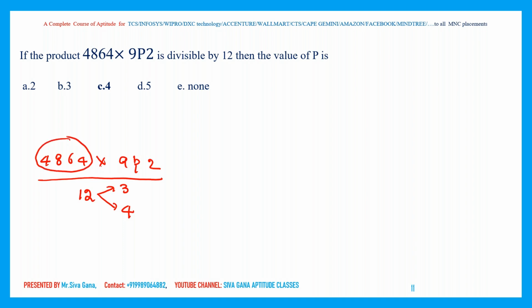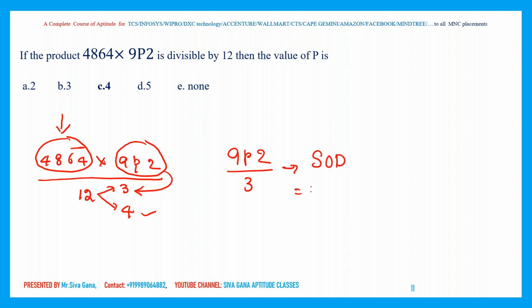4864 is already divisible by 4. Why? What is the divisibility rule of 4? Last two digits. Last two digits are 64. 64 is divisible by 4, right? So this number is divisible by 4. Definitely this 9p2 must be divisible by 3. Then only this product should be divisible by 12. What is the divisibility rule of 3? Sum of the digits. 9 plus 2 is 11. 11 plus p must be divisible by 3.